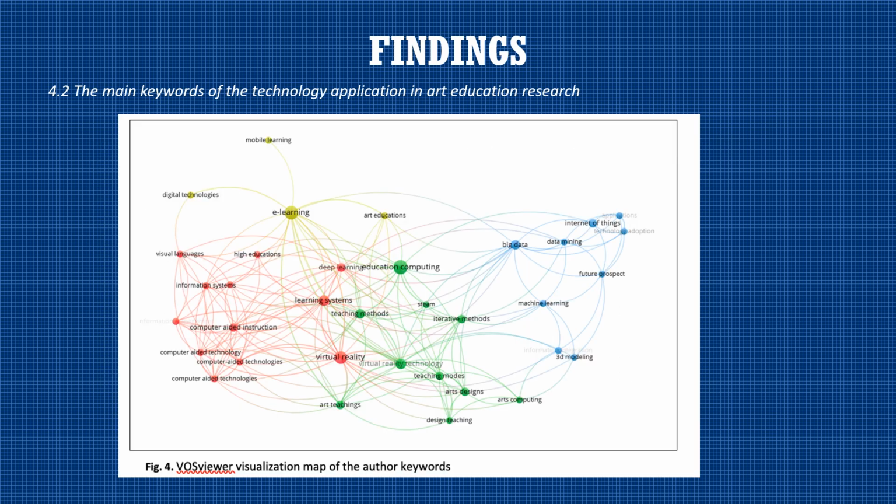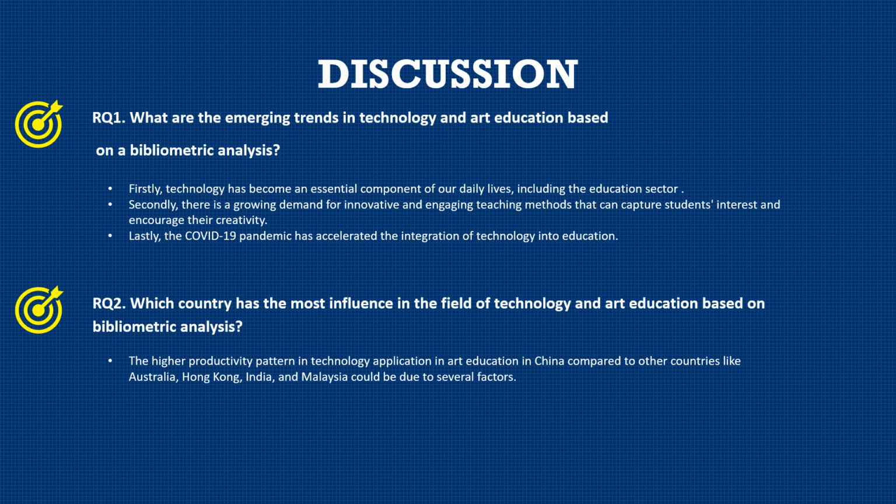These findings suggest that researchers are exploring new ways to incorporate technology into art education, such as through online learning and virtual reality experiences. The increasing integration into art education reflects the changing landscape of education and the need for educators to adapt to new technologies to enhance the learning experience for students.